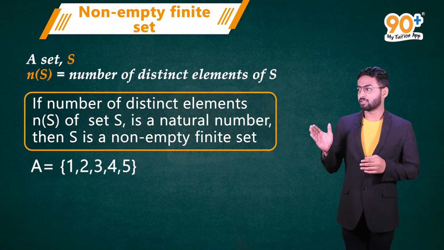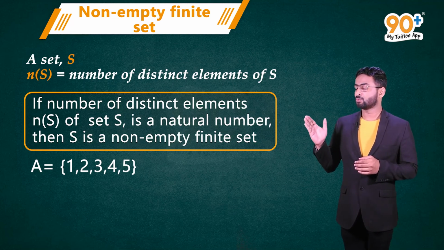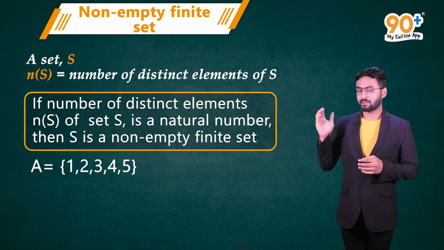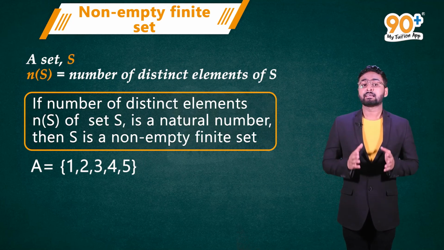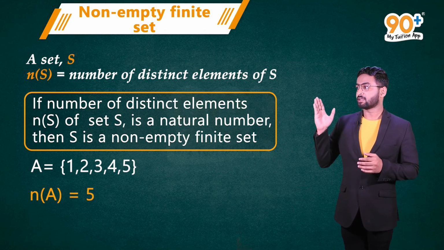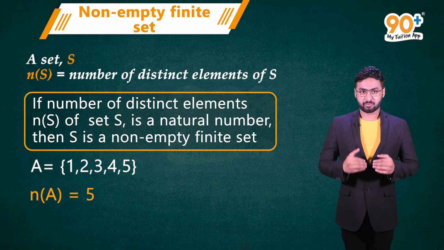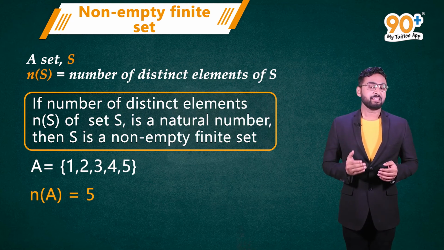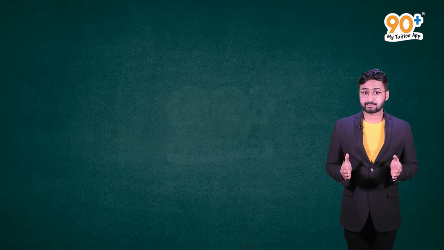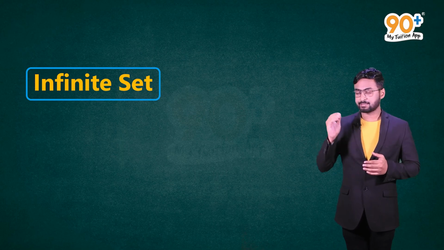A equals the set {1, 2, 3, 4, 5}. Here set A has 5 elements, that is n(A) is equal to 5, which is a natural number. So we can say that A is a non-empty finite set. The next type of set is the infinite set.